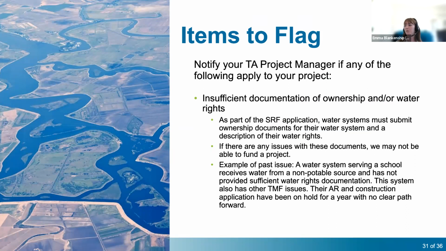Just to provide an example, without naming the water system, we had a project with a water system that was serving a school and they received water from a non-potable source and they weren't able to provide sufficient water rights documentation. This system also had other TMF issues going on, but right now their AR and their construction application have been on hold for about a year. And right now we don't have a clear path forward for funding them. So it's led to significant delays and we may not be able to fund the project at this time.